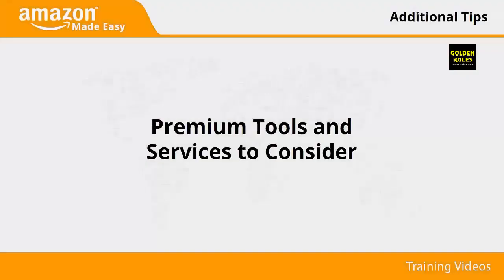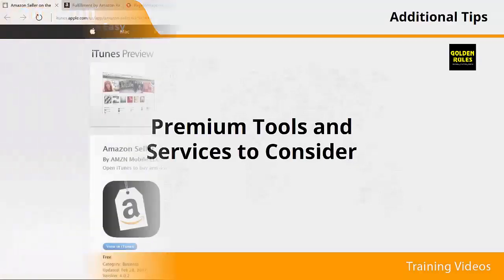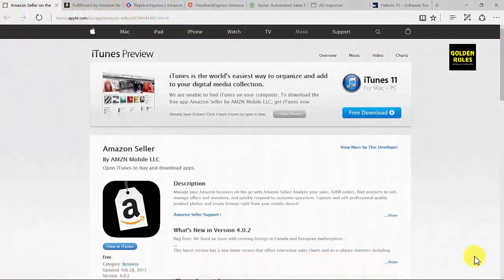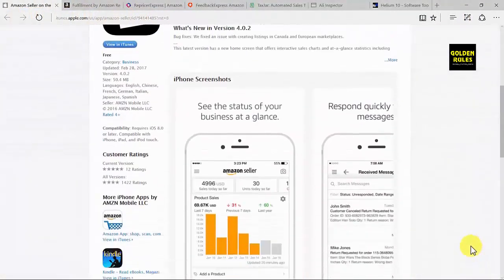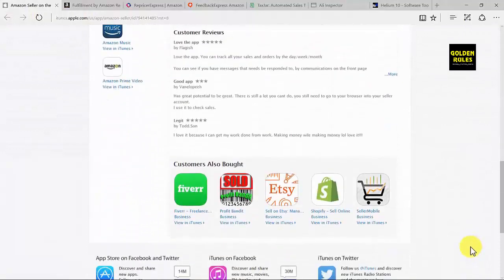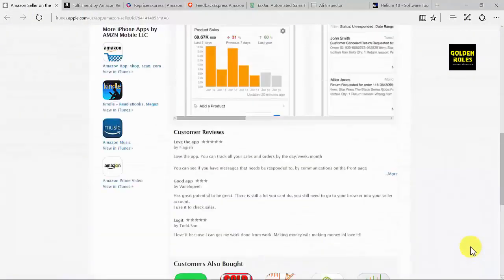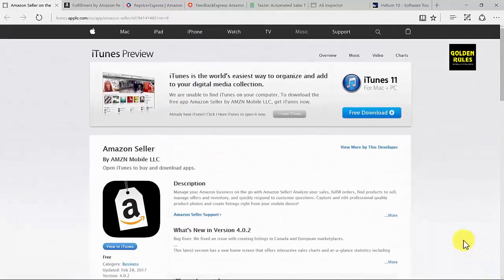Premium tools and services to consider. Here is a list of some of the best online tools to use with your Amazon affiliate website. The Amazon Seller App. The official Amazon app for mobile platforms is here to make your life easier by allowing you to manage your business on the go and from just about anywhere. With this app, you can easily fulfill orders, find new products to sell, manage offers and inventory, and keep in touch with your customers 24/7.